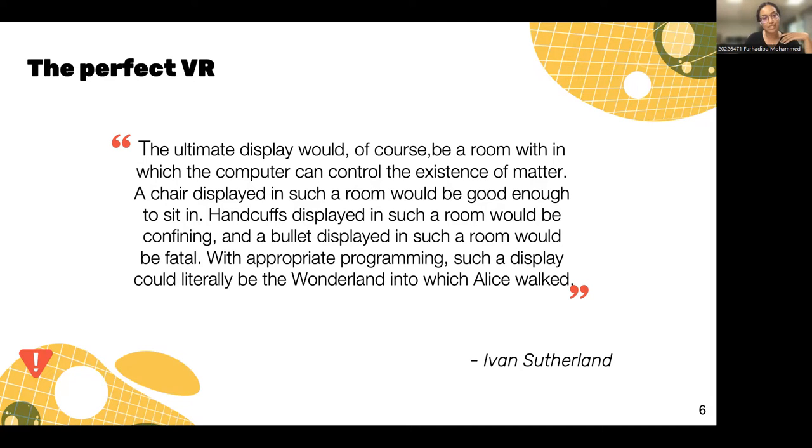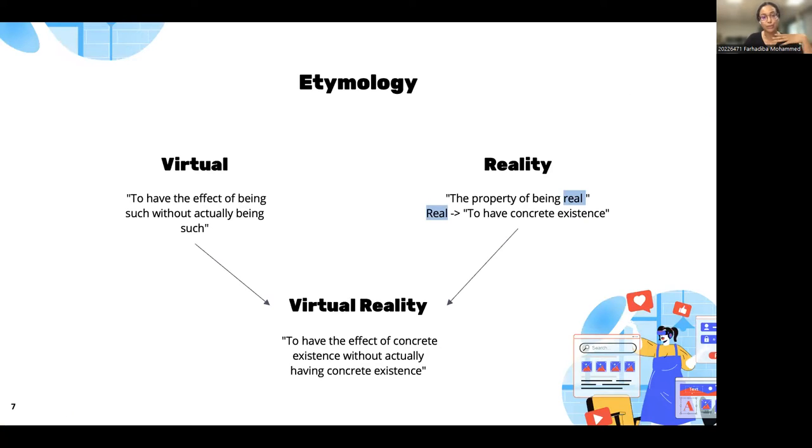And first of all, let's start with the etymology of the word virtual reality. Virtual reality consists of the subwords virtual and reality. Virtual thereby means to have the effect of being such without actually being such. And reality basically means the property of being real. And with real, we mean to have concrete existence. So if we simply combine these two words, we get that virtual reality means to have the effect of concrete existence without actually having concrete existence.